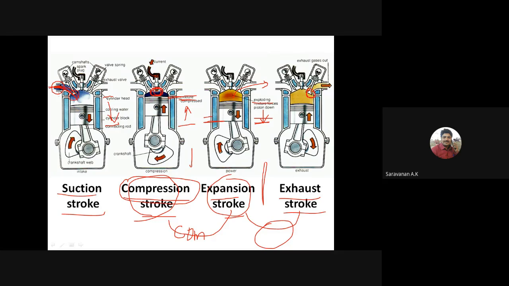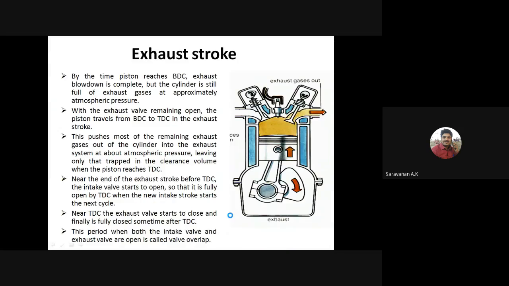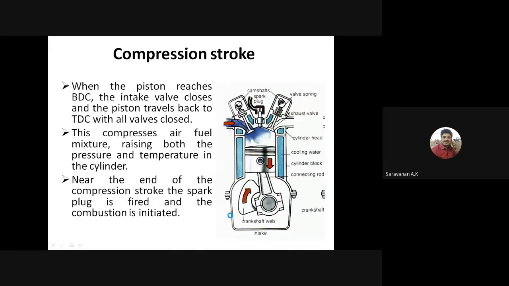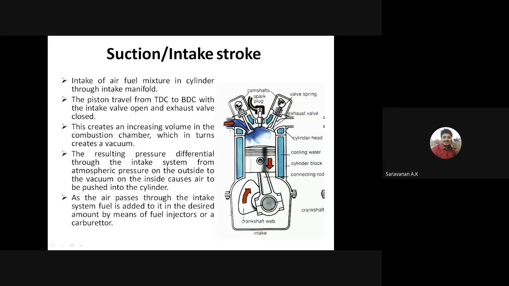So after that, the exhaust stroke. During the exhaust stroke, the inlet valve is closed and the exhaust valve is open. The burned gas will go through the exhaust manifold, right? So these are the processes of the four-stroke cycle. The same will be discussed here. See, in the first stroke, the intake, the fuel comes into the inlet manifold while the inlet valve is open, and the exhaust valve is closed.